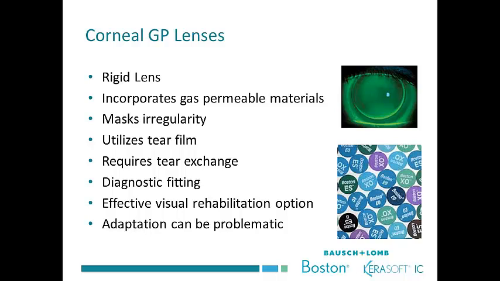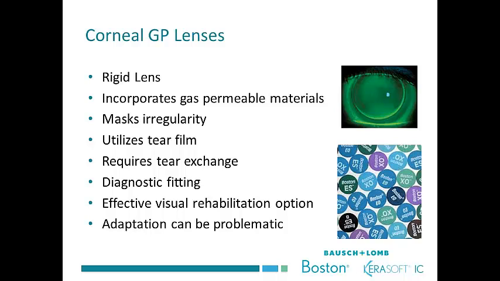So now we're going to switch gears from the custom soft category to corneal GP lenses. Like I said before, corneal GP lenses employ rigid lens materials. While we call them GP, we've eliminated rigid from the name, mainly for aesthetics to a patient, so it doesn't sound so intimidating. The lens is a rigid lens, and it has to be in order to mask the irregularity. It incorporates gas-permeable materials, so while the lens is rigid, it's breathable. And there are some great lens materials available with high Dk that allow adequate levels of oxygen to reach the cornea so that the corneal physiology is not impaired.